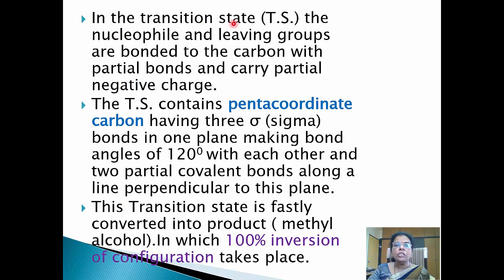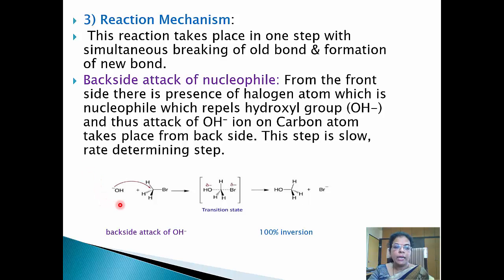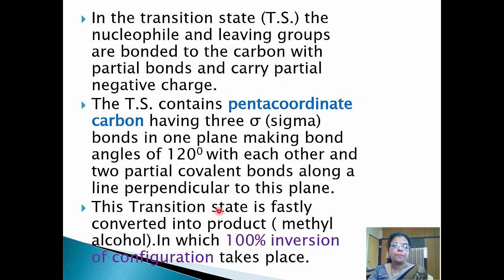Now in the transition state, the nucleophile and leaving group are bonded to carbon with partial bonds and carry partial negative charge. That is, we have seen that there is partial negative charge on OH minus ion and partial negative charge on Br minus ion, and carbon is electropositive, that is, there is partial positive charge on the carbon atom.